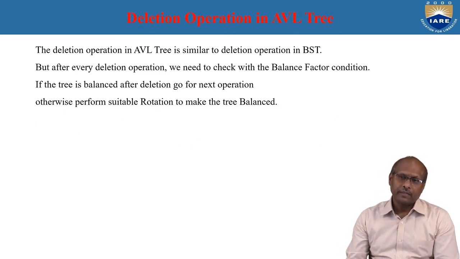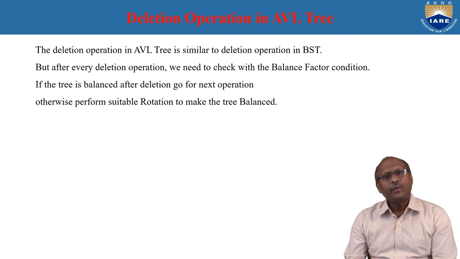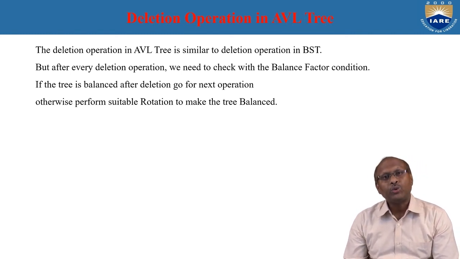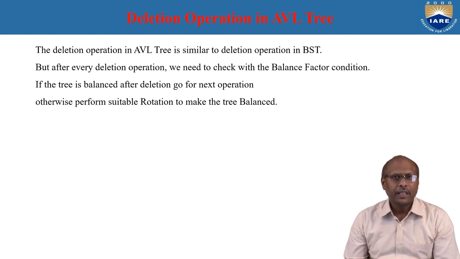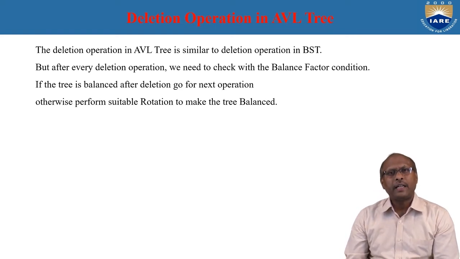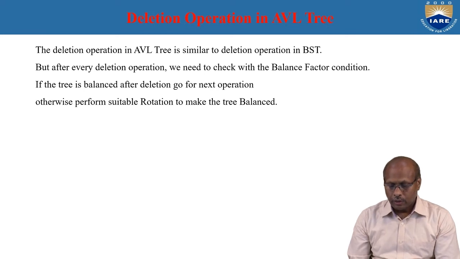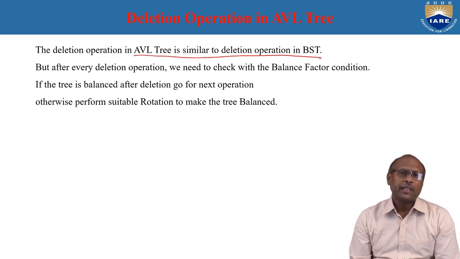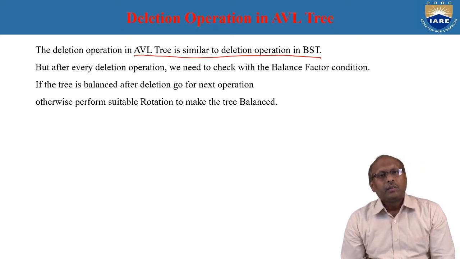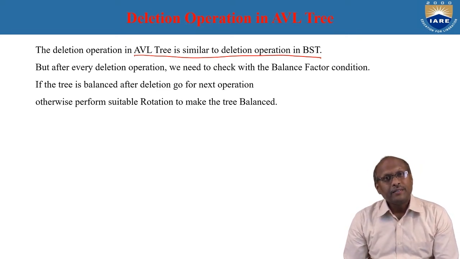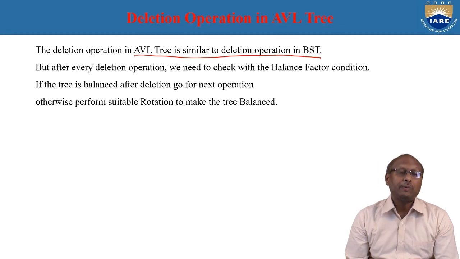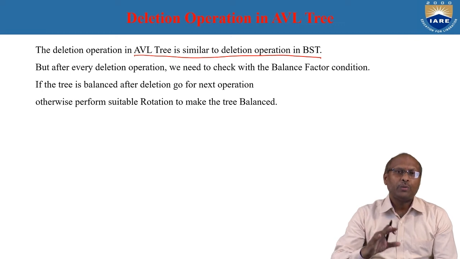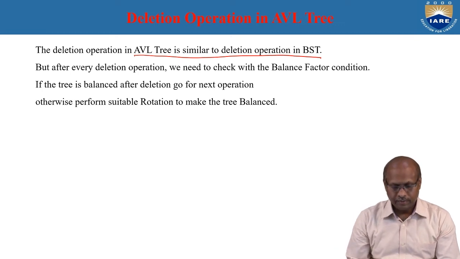Now we'll see the deletion operation. In an AVL tree, you can do either insertion or deletion. While deleting also, you have to delete based on the binary search property, and at the same time you have to maintain the balance factor. The deletion operation in an AVL tree is similar to deletion in a binary search tree, because while deleting the node, you have to check the balance factor of the left tree as well as the right tree.